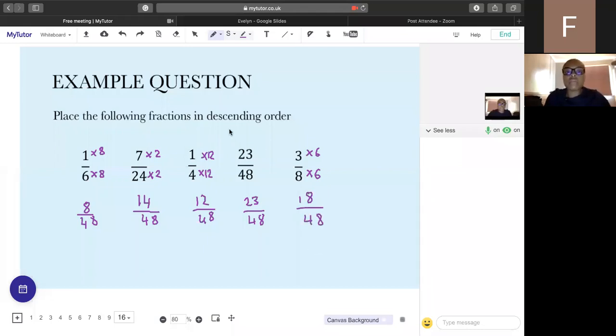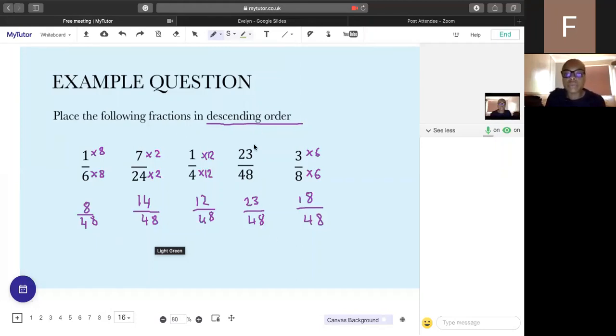So now we want to place it in descending order. So we want to start with the largest and go down until we get the smallest. So the largest is 23 over 48, because that's our largest numerator. Then the next one would be 18 over 48, then 14 over 48, 12, and then 8. So what we want to do now is write down the original fractions, not the fractions that we've just calculated.